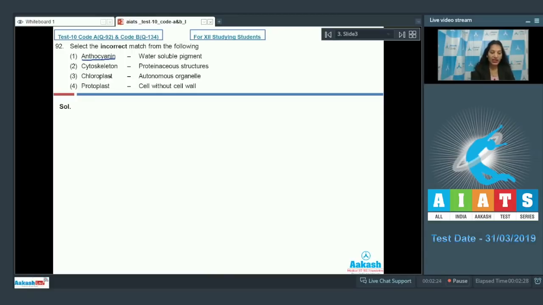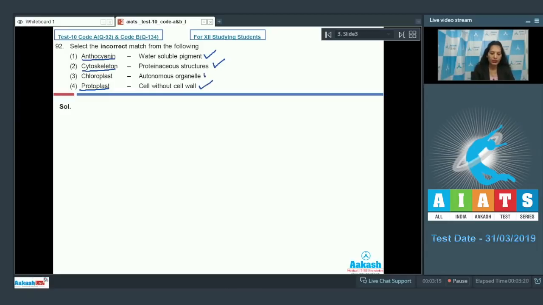First is anthocyanin. It's a pigment which is water soluble. Yes, it is correct. The pigment anthocyanin is water soluble. Second is cytoskeleton. Cytoskeleton is the supporting structure which is proteinaceous in nature and it is present in eukaryotes only. So this is correctly matched. Fourth one, protoplast. Protoplast is a cell without cell wall. It is also correct. When you remove a cell wall from a plant cell, the remaining structure is known as protoplast.